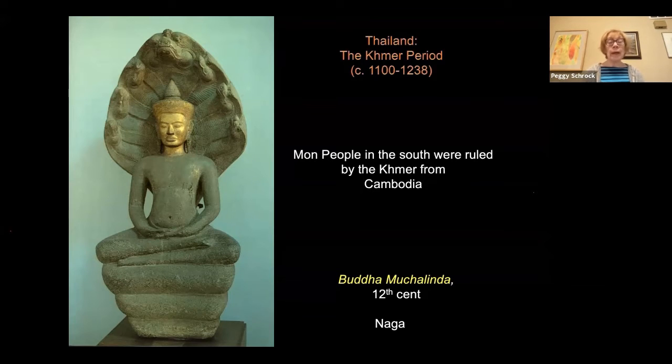This is a Buddha Mukhalinda. Mukhalinda is one of the Nagas. Remember, we've talked about the Nagas before. The Naga kings are associated with these snake-like creatures. We saw it mostly in the context of Hindu art. We saw Vishnu reclining on one of the Nagas. It was a snake-like form with these sort of hoods that came up.